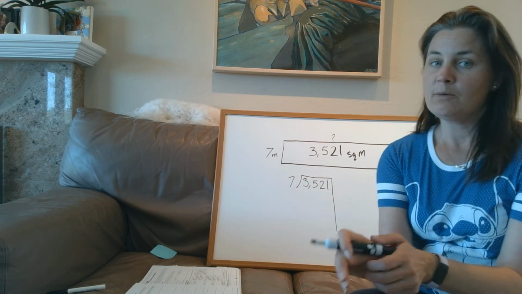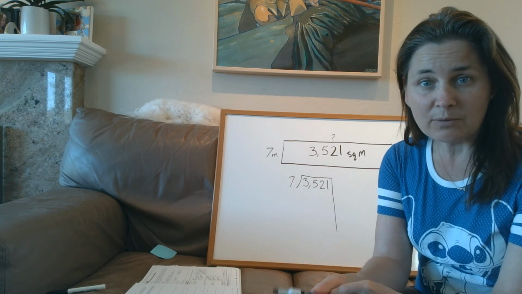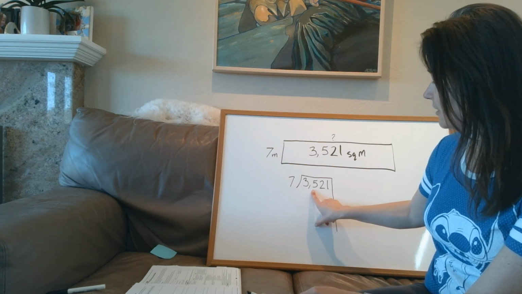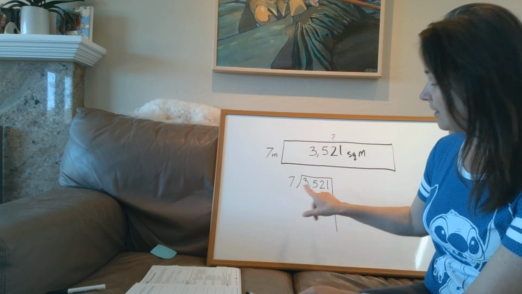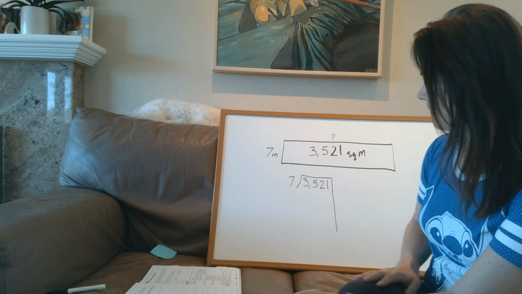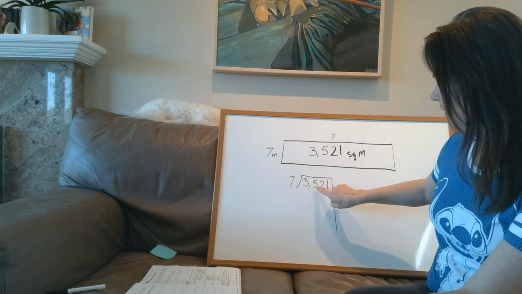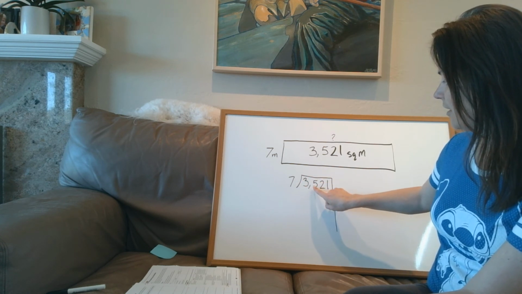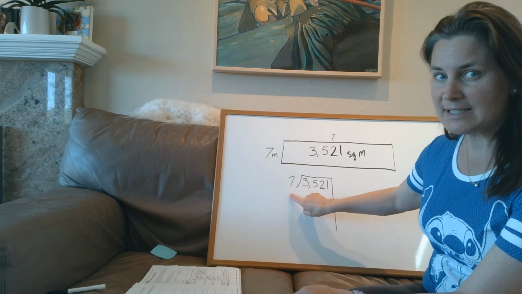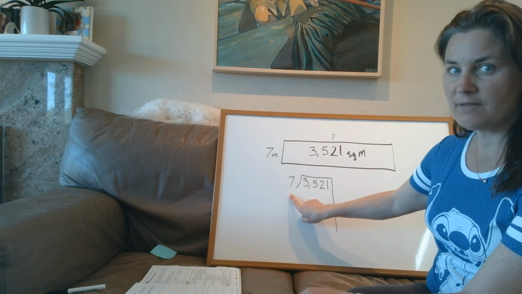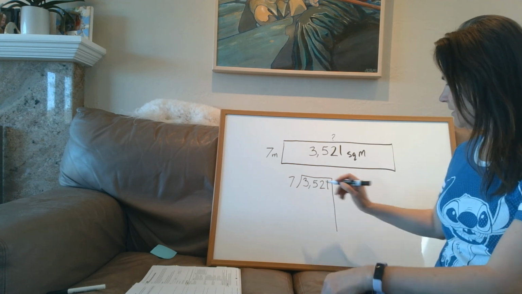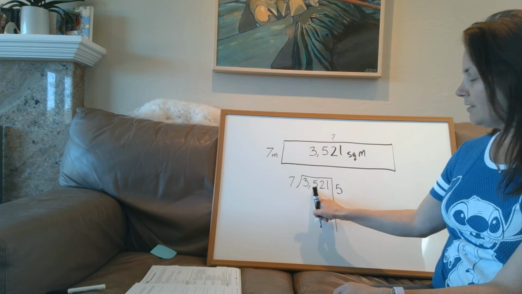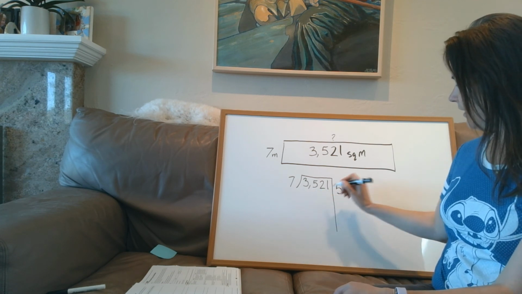3,521. We want to ask ourselves, what's a friendly number we could multiply by 7 to get to a number that's close to here but not more than it? So what I'm going to do is look to here and say, what's something familiar here? 35. 35 divided by 7 is 5. So if I were to do 7 times 5, I would get 35. But I could make it bigger. Could I make it 50?